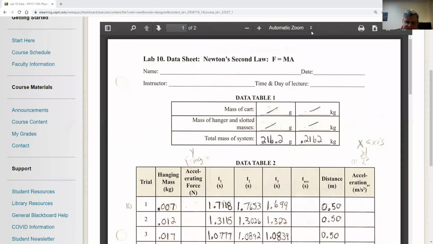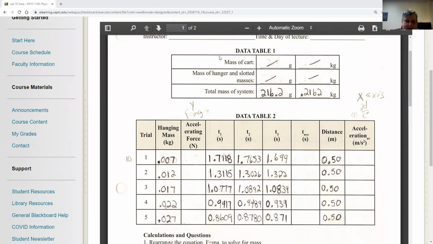Hello everyone. What I'm going to go over today is how to go through most of Lab 10. It is suggested that you watch the other videos so that you can see how the equipment works, but I'm going to go over a few of the details and tell you what you need to turn in.